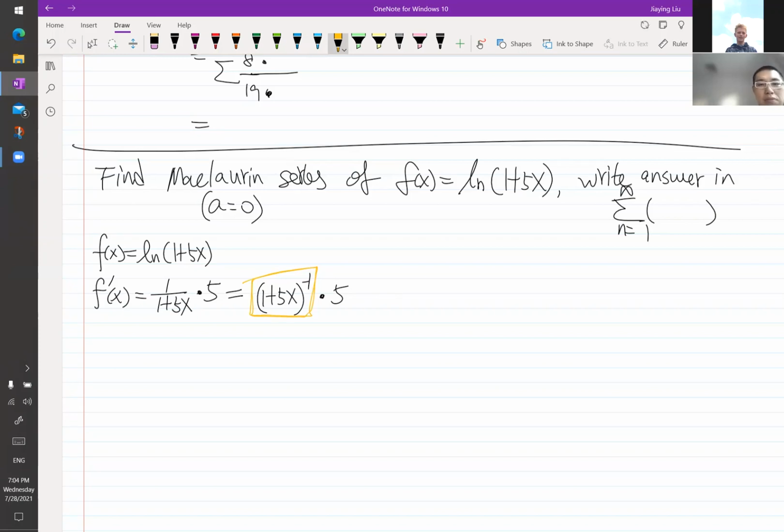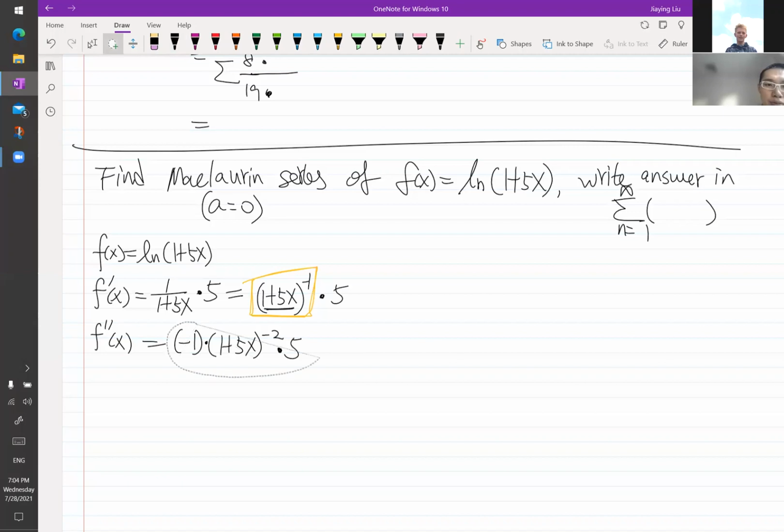So if I focus on this part to take the derivative, I can use the chain rule again. So the second derivative will give me, just focus on the part in yellow, negative 1 times 1 plus 5x to the negative 2. That's to take the derivative of the exponent function. And then times the derivative of the inner function using the chain rule, 1 plus 5x. That will give me a 5.